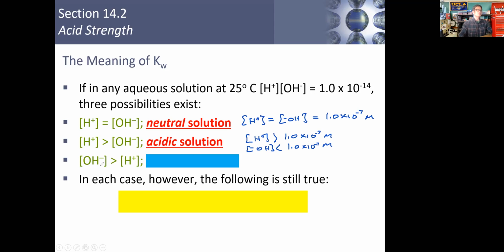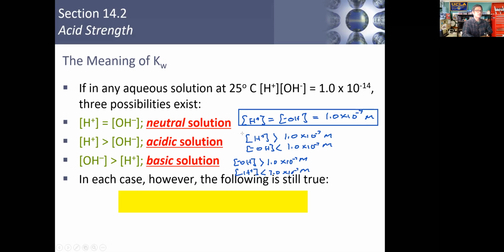With the base solution, I think you can draw the conclusion. The hydroxide ion concentration is going to be greater than the hydrogen ion concentration, which means the hydroxide ion concentration will be greater than 1 times 10 to the minus 7 molar. And the hydrogen ion concentration in these solutions will be less than 1 times 10 to the minus 7 molar. If you keep these values in mind, you can compare them. So for a neutral solution, both have to be equal to 1 times 10 to the minus 7.